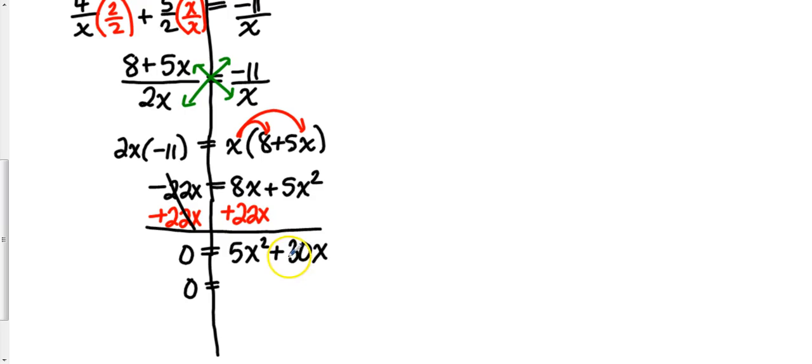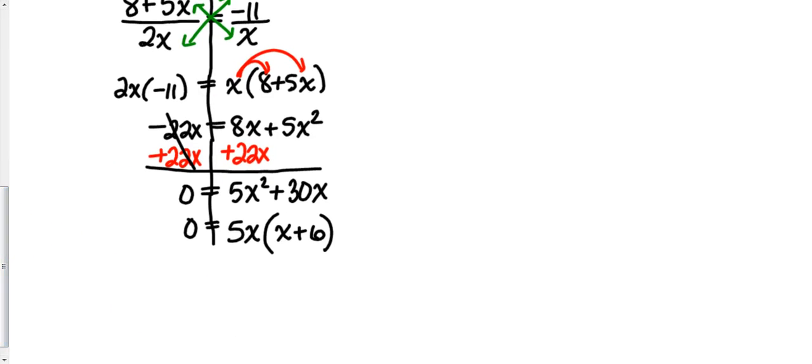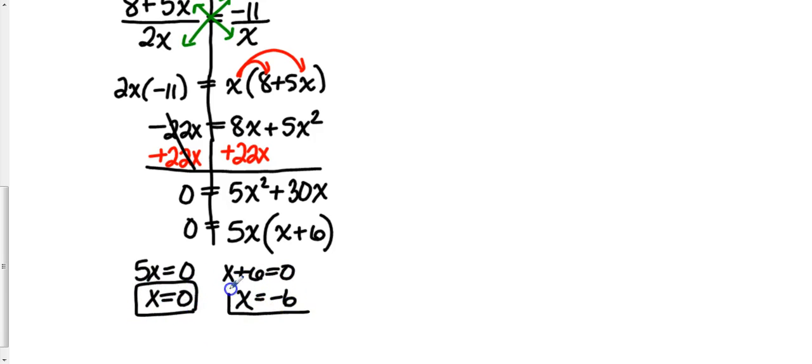So if I look, 5 and 30 are both divisible by 5, so I can factor out a 5. There are 2 x's here and 1 here, so I can factor out a single x. And let's see what's left when we do that. That will leave behind a single x plus 6. Setting each of these factors equal to 0, we'll have 5x equals 0 and x plus 6 equals 0. That results in x equals 0 as our first possible answer, and x equals negative 6 as our second possible answer.